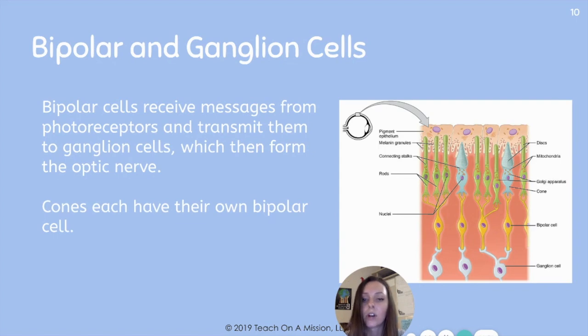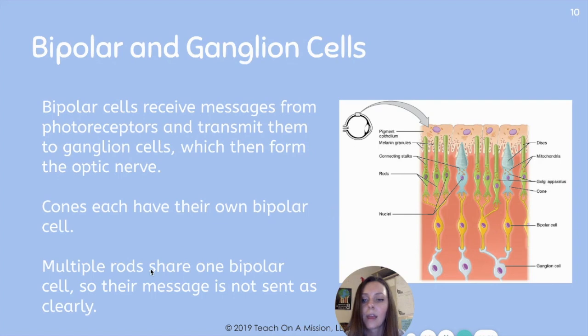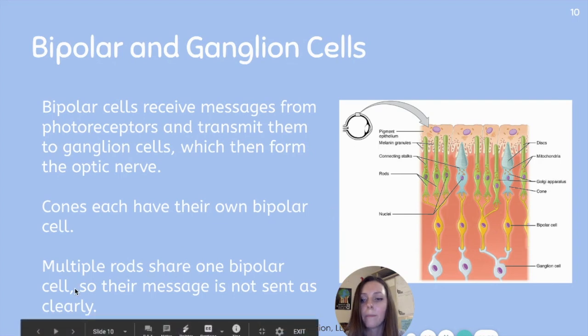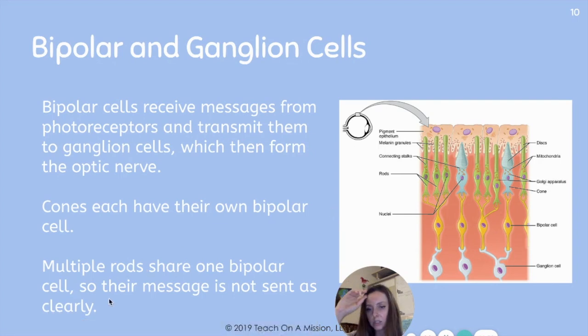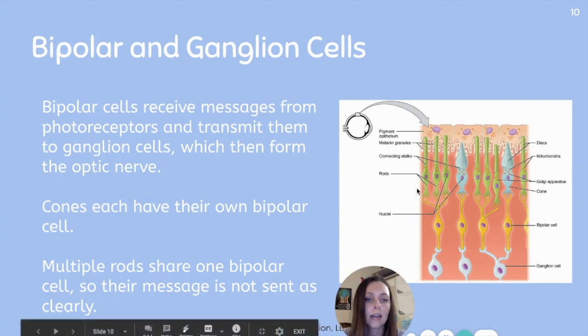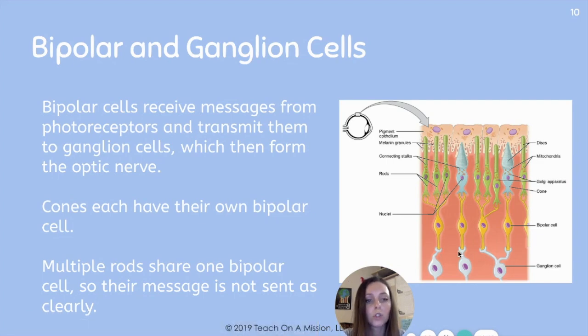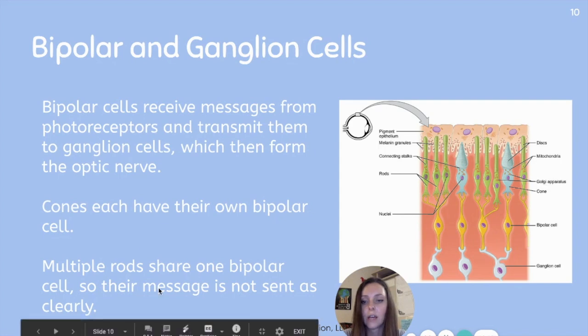Cones each have their own bipolar cell, and multiple rods will share one bipolar cell. So their message is not sent as clearly. So make sure we notice that. If we look at our rods, we've got like 3 that filter into one bipolar cell as opposed to one cone going to one bipolar cell. So that allows for the cones to give us that clear vision that we were talking about.